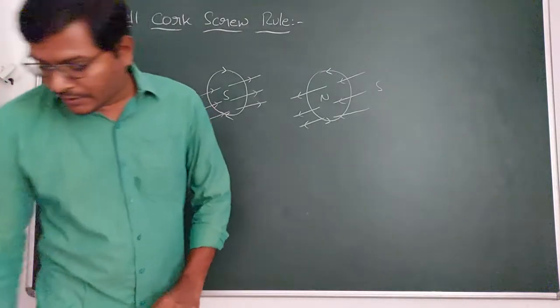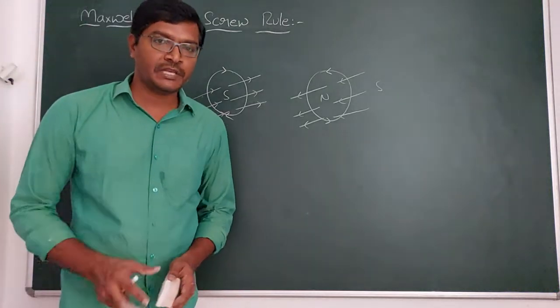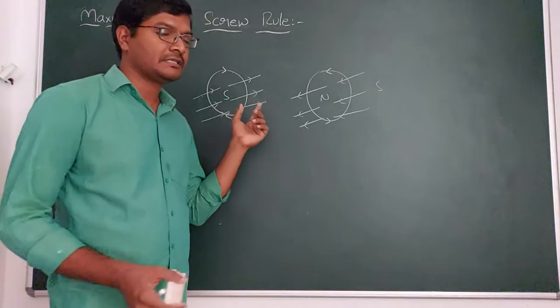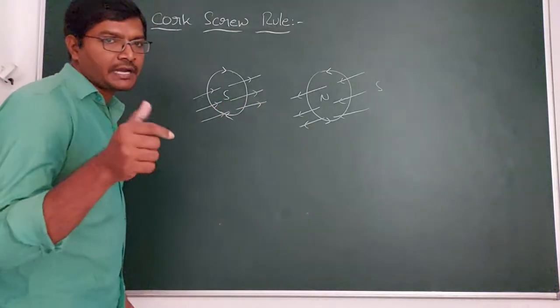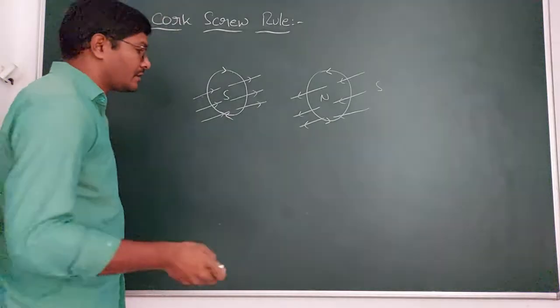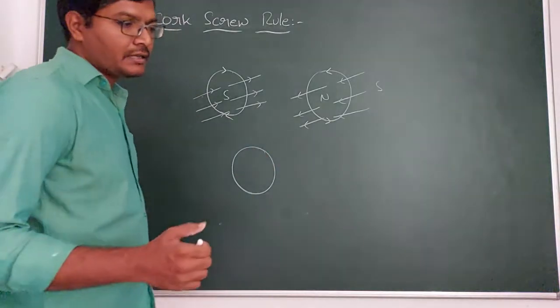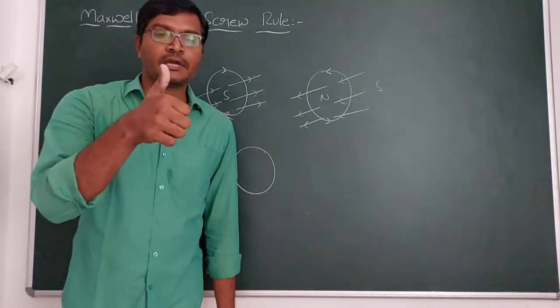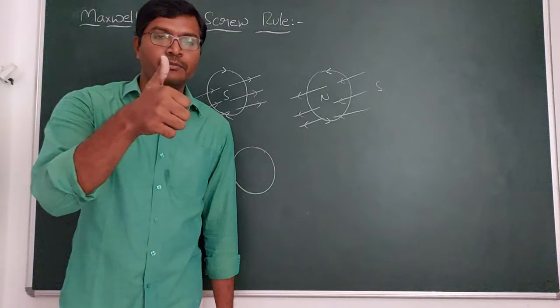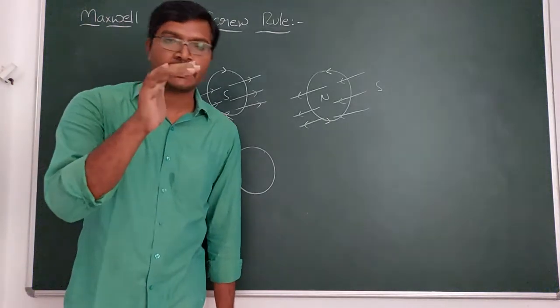And I will say there is a convenient and very easy method to find out the direction of the magnetic field in a circular coil. That means the reverse of the right hand thumb rule. Reverse of the right hand thumb rule. What does the right hand thumb rule say? The thumb has to show the direction of the current, then the curl of your fingers shows the direction of the magnetic field.